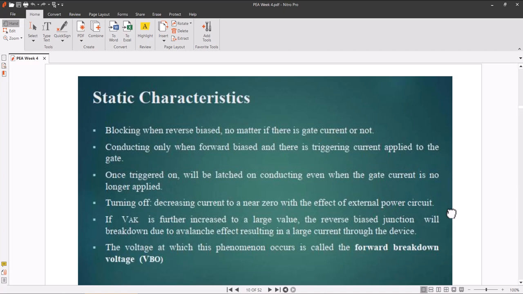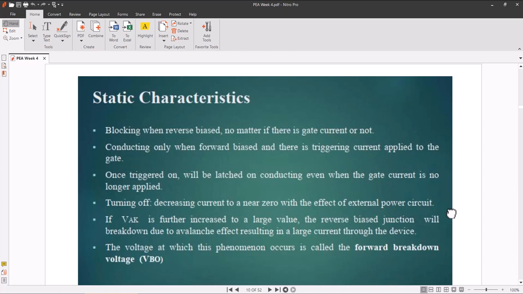Turn off: if you want to turn it off, you have to do it through the circuit. You have to reduce the anode current, the load current, below the holding current, then it will get turned off. So turning off means decreasing the current to near zero by the effect of the external power circuit.